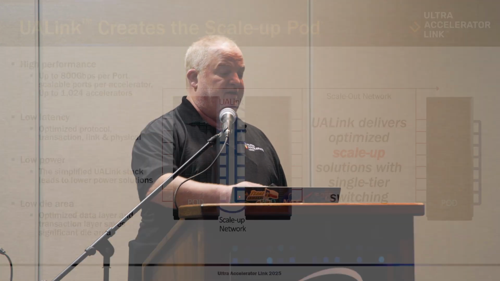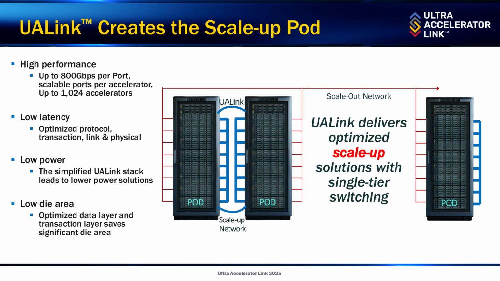As I say, the UALink network is designed for low latency. It's a very optimized protocol for high bandwidth. It's lower power. We don't have to have nearly as much complex buffering or packet processing or holding as you would in a scale-out network. And it gives us a much lower die area at the end of the day.